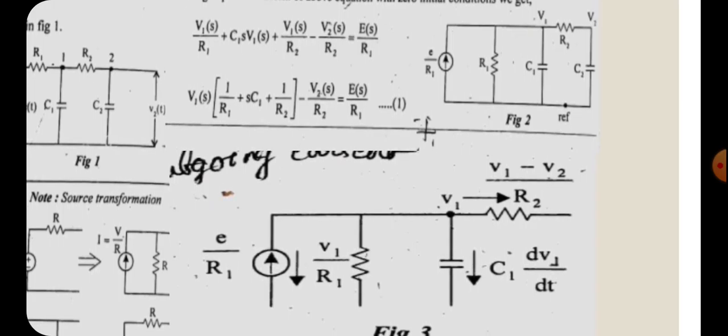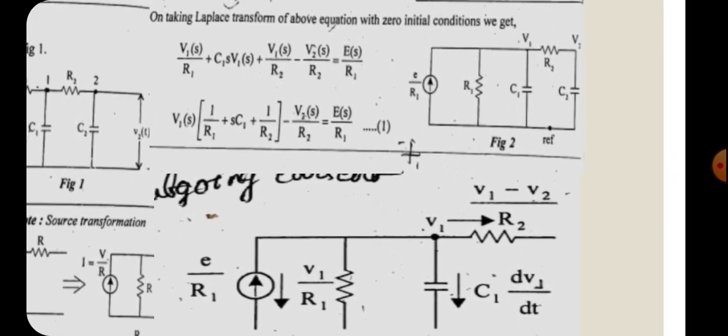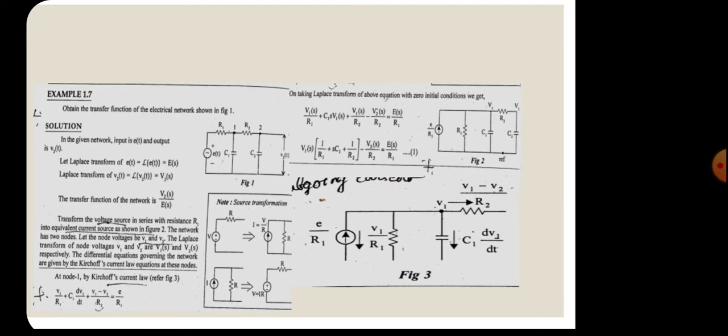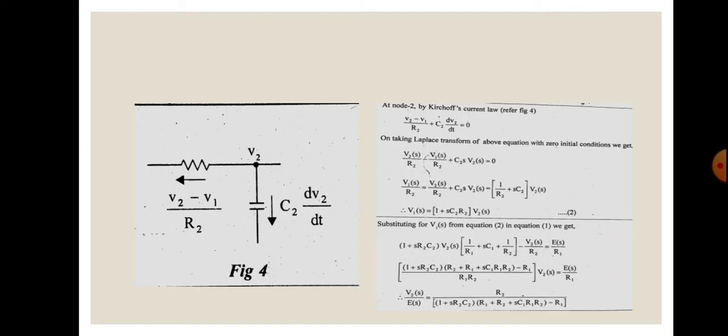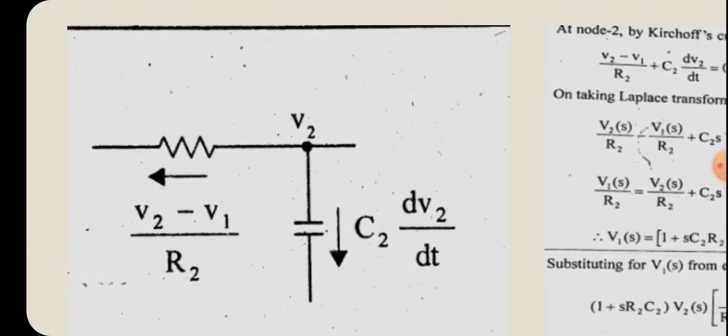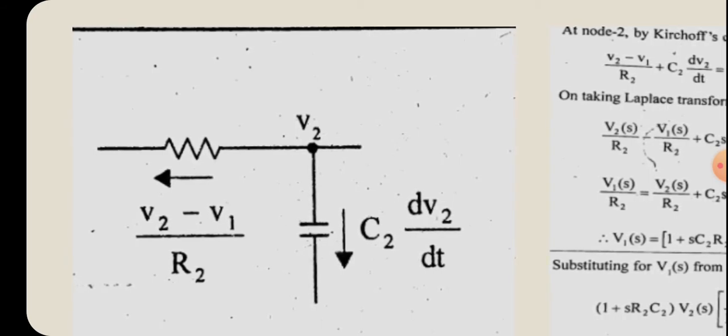So what is the next step? Next we have to apply the KCL rule at node 2. What is node 2? The only components connected to node 2 are C2 and R2. So we can mark the currents as shown in the figure. At V2 there are only C2 and R2 connected, and we can mark the current directions.